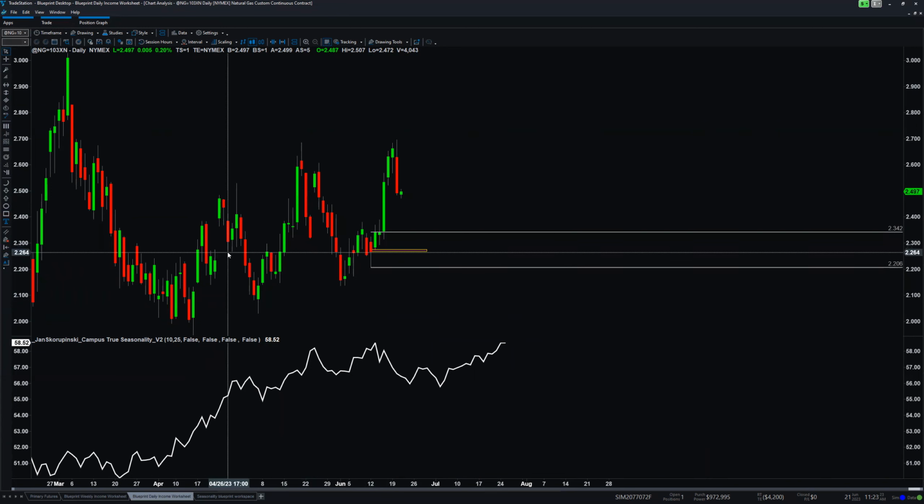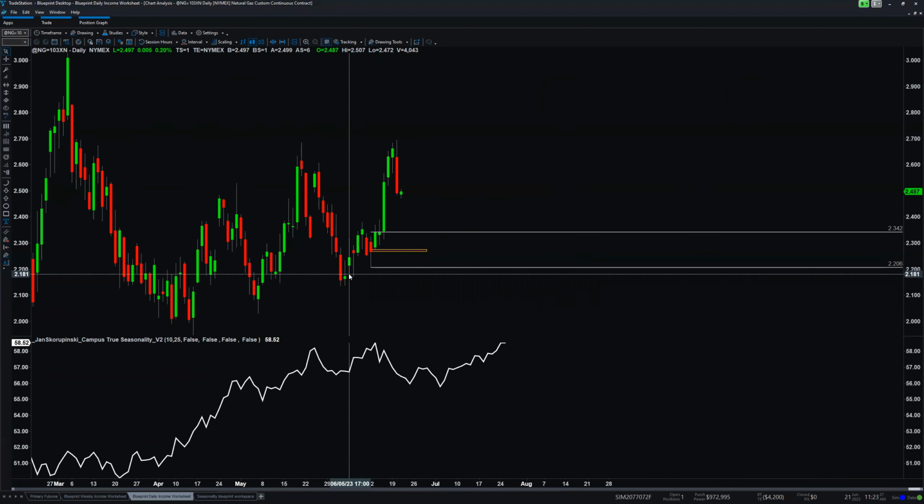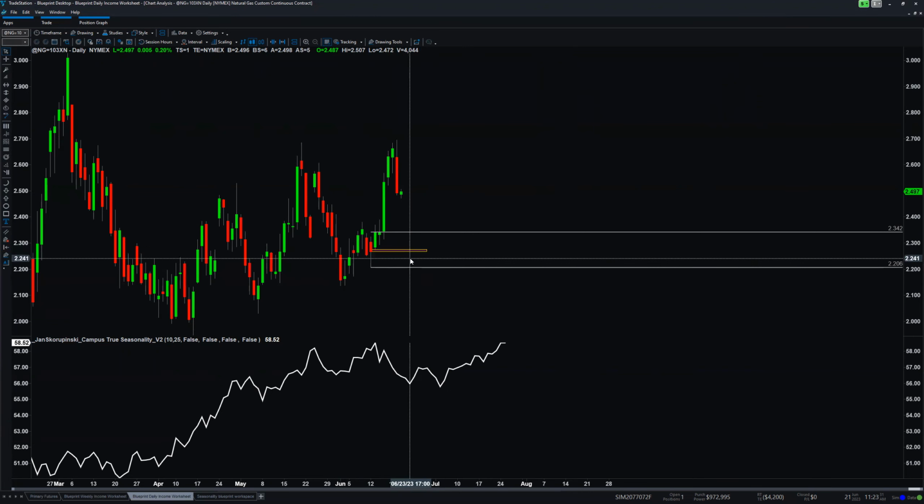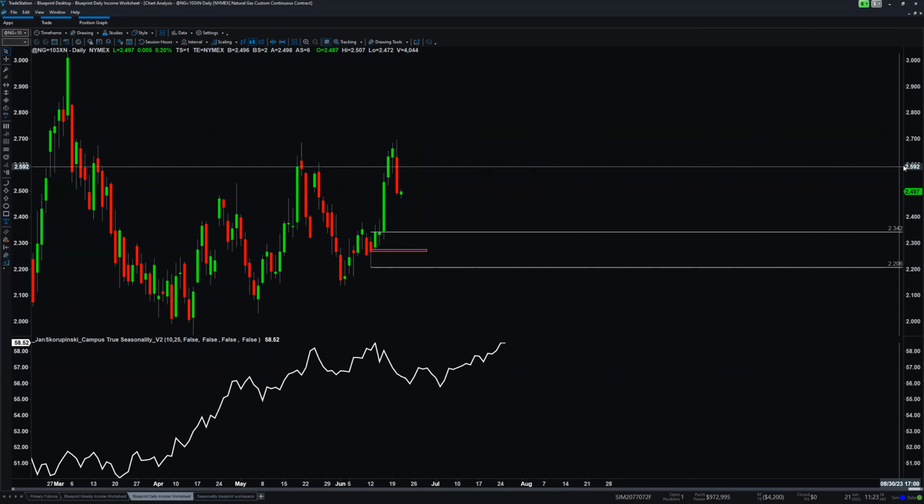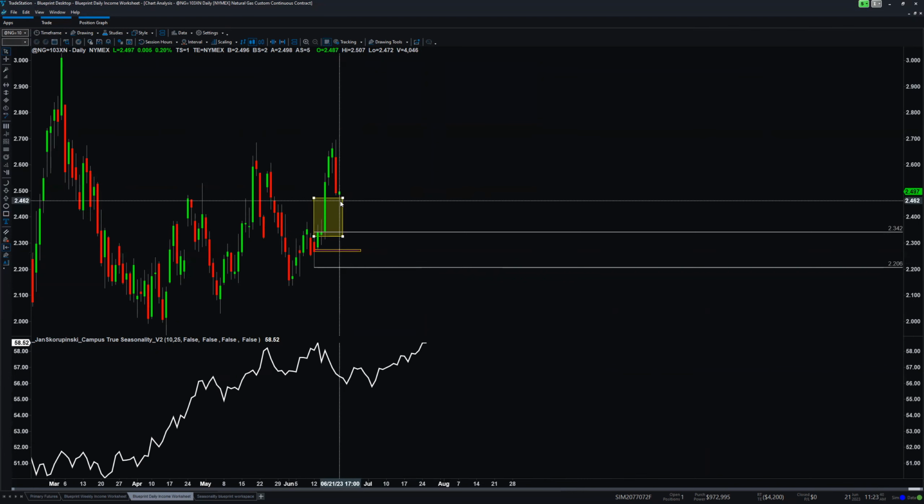Here we had a gap, it got filled. Here we had a gap, it got filled. Here we had a gap, it got filled eventually. So here we have a gap. We can assume that this is going to get filled eventually. And this is quite a nice demand in general, right? Quite a nice demand zone in general.